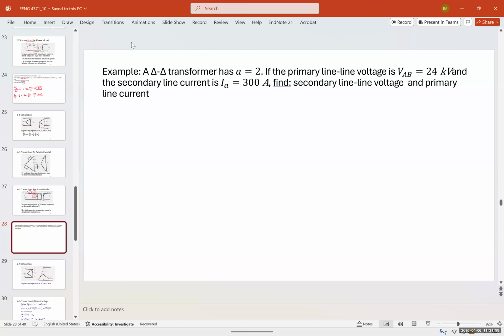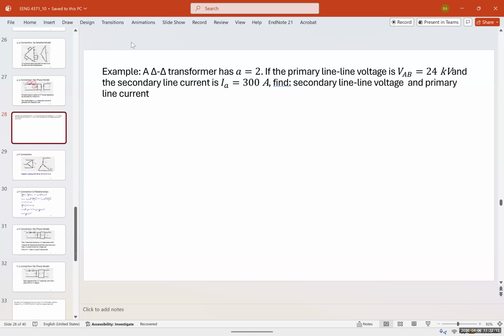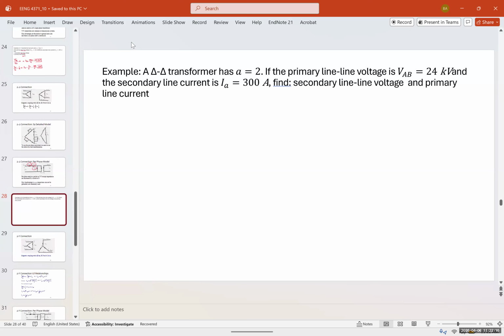And by the way, in delta-delta, we don't have phase shift, and the same in YY. But in delta-Y and Y-delta, we would have phase shift. That's actually one advantage that sometimes it's used.